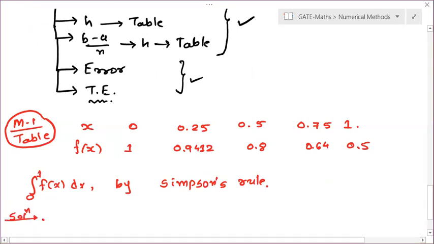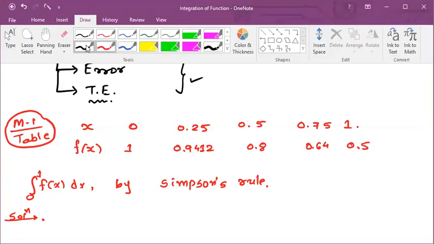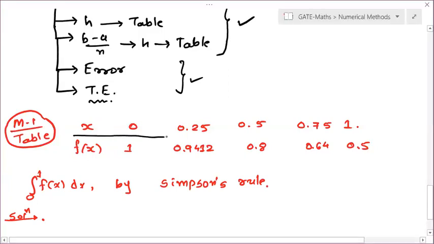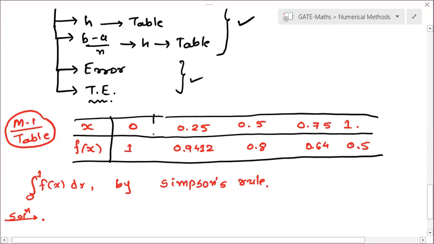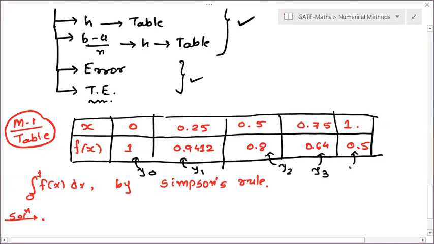So see over here. Whenever they give you a table, students, understand this carefully. First name all the elements y0, y1, y2. Because it is important, you will face difficulty in identifying these elements. So this is our y0, y1, y2, y3 and y4.